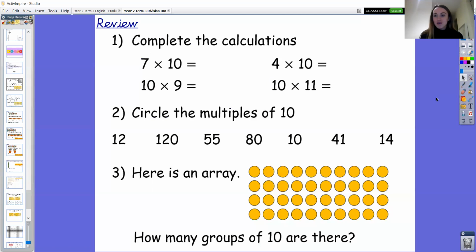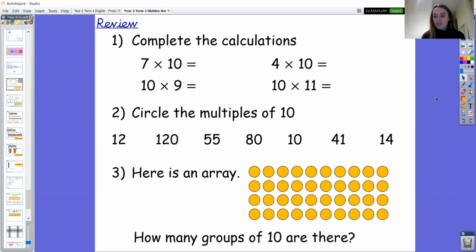Okay, so in our review phase today, similar to when we were dividing by 2 and dividing by 5, we're first of all going to think back to when we were multiplying by 10, as that's really going to help us with our division today. So there's 3 different questions here. Number 1 is to complete the calculations. Number 2 is to circle the multiples of 10 or say the multiples of 10. And number 3, there is an array. And the question is, how many groups of 10 are there?